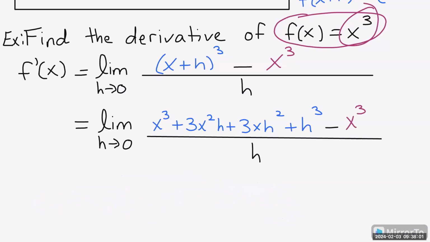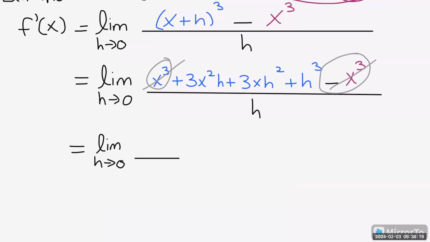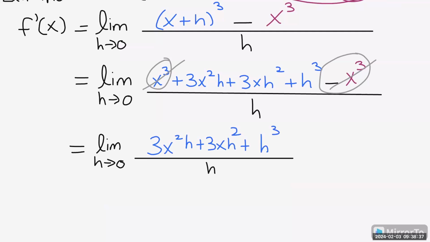So I'll keep going. One thing I want you to notice is that we have a positive x cubed here and a negative x cubed here, so they cancel each other out. So I end up with the limit as h approaches 0 of 3x squared h plus 3x h squared, and then plus h cubed, and then this is over h.